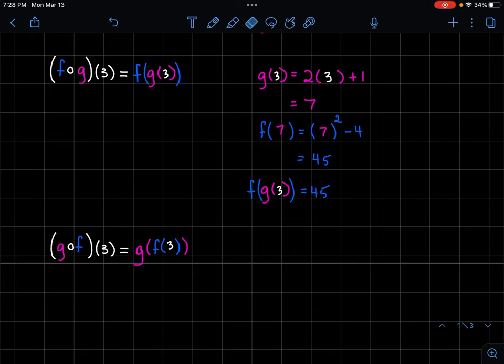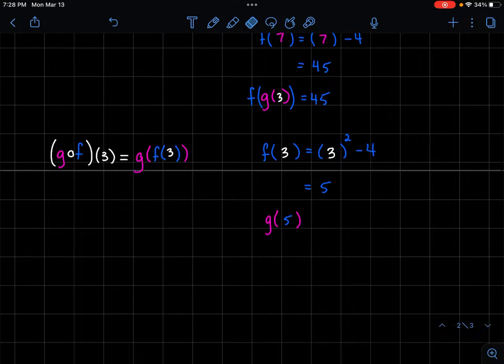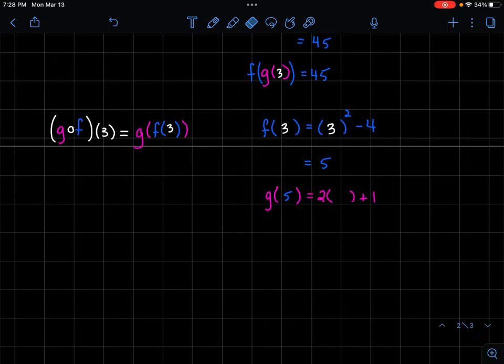So this time, I need to know what is f of 3 first. Plug 3 into the f function. Remember, that was x squared minus 4. So we put 3 in. 3 squared minus 4 is going to give us an output of 5. So we take the output 5 now, much like the 7 that we had in the previous example, and we're going to now plug it into the g function. What is g of 5? Well, we have our g function that was 2x plus 1, so we get to put a 5 where the x is at.